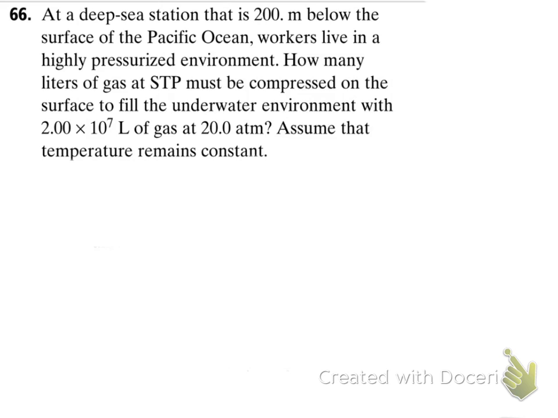It says that at a deep sea station that is 100 meters below the surface of the Pacific Ocean, workers live in a highly pressurized environment. How many liters of gas at STP must be compressed on the surface to fill the underwater environment with 2.00 times 10 to the 7th liters of gas at 20 atmospheres? Assume that the temperature remains constant.